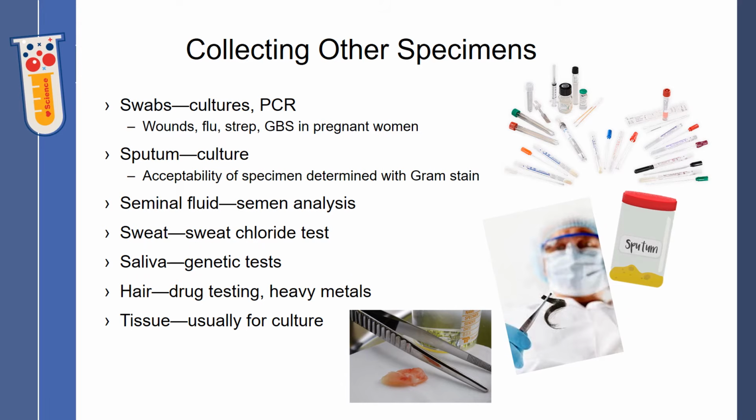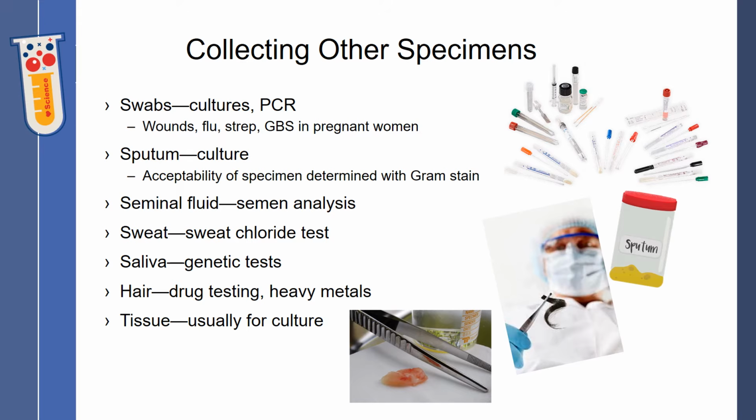Sputum is usually sent for culture. A gram stain is generally performed to determine the acceptability of the specimen. So you want to make sure it's actually sputum, not spit. Spit can have normal oral flora in it. You don't want to work that up in micro. You want to make sure it's actually sputum that you're working with.